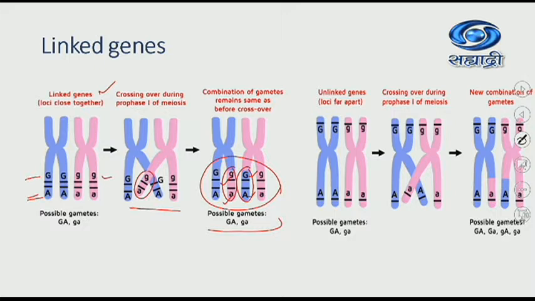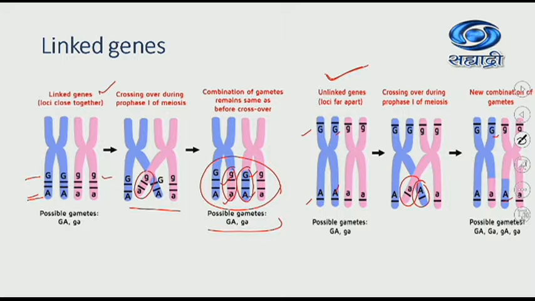Suppose the genes are unlinked. Look at this picture. Here capital G and capital A are far away from each other. Such genes, where the loci are apart from each other, are called unlinked genes. Now when crossing over takes place, look, this portion is breaking, this portion is breaking, recombination occurs. And look over here, in the first picture, capital G and capital A were on the same chromosome, but here you can see that capital G and capital A have segregated, independently assorted. So Mendel's law is applicable only for unlinked genes. It is not applicable for linked genes.